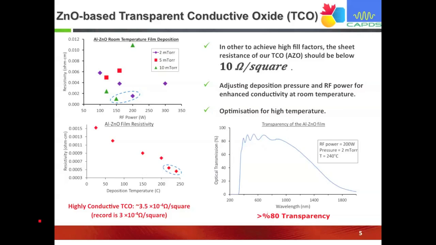Here is the transparency of the developed film. As we see, without any difficulty, we have about 80% transparency for the layer, which is very good.